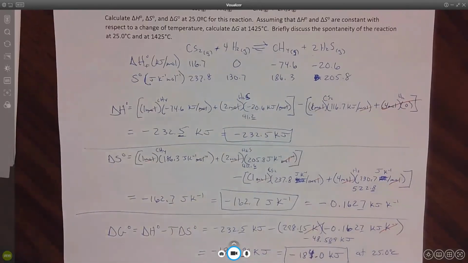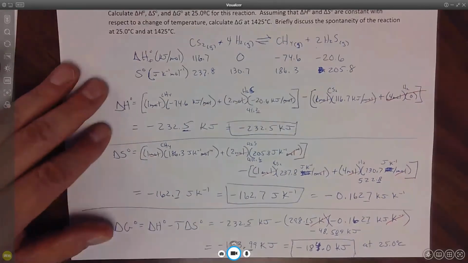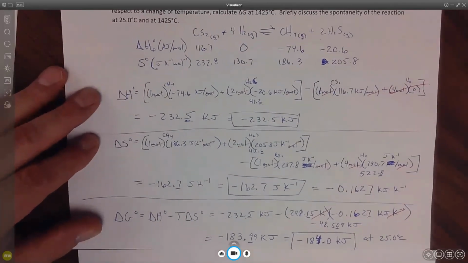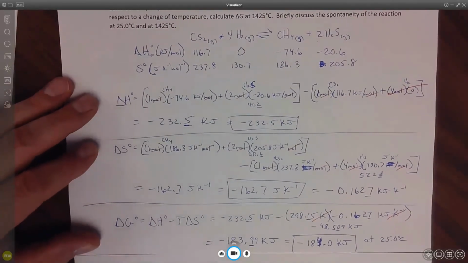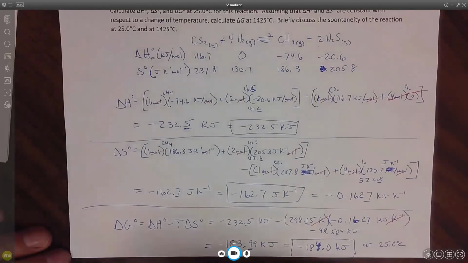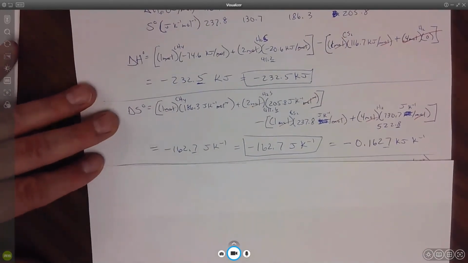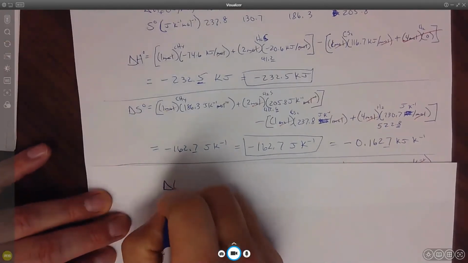How am I going to do that? Well, you still have your del H and your del S. So then you just recalculate your del G, substituting in the new temperature. It's actually a little bit of a different equation too, because it is del G of T.